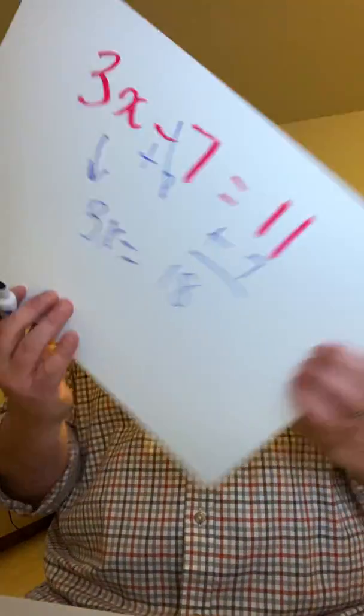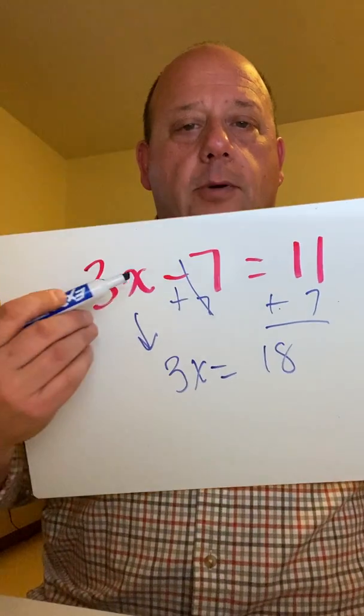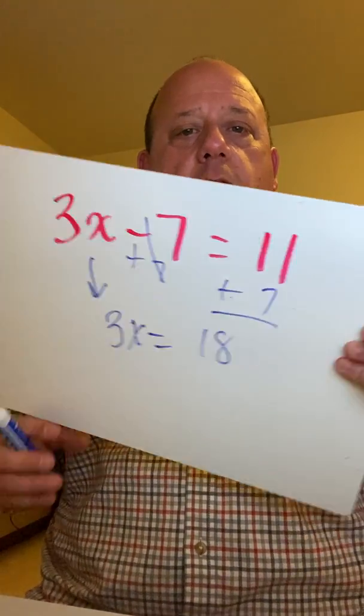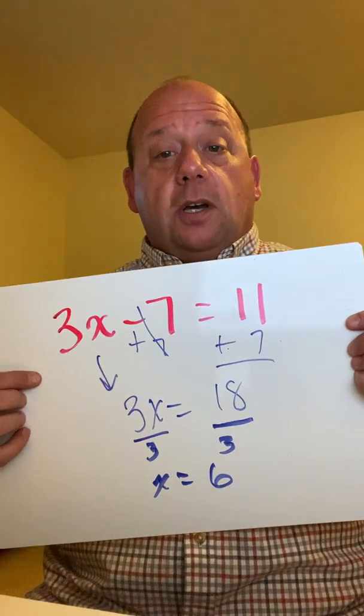What's the opposite of minus 7? It's plus 7. So you add 7 to both sides, bring down the 3x. Okay? Add the 7 to both sides, bring down the 3x. It's 3x equals 18. Simple one-step division problem now. Divide both sides by 3. It works out nice and neat and pretty. Your answer ends up being 6. This should not have been too tough.